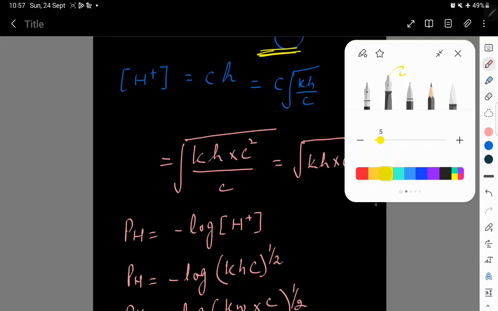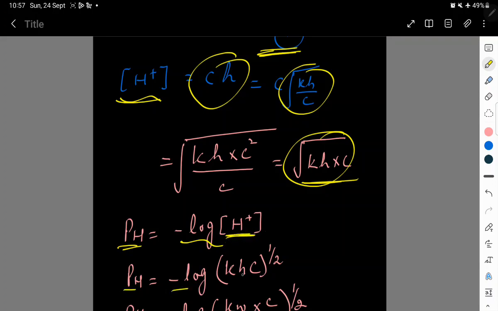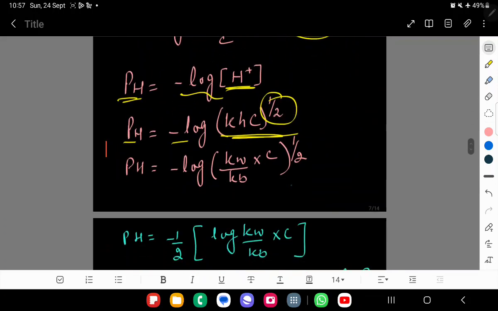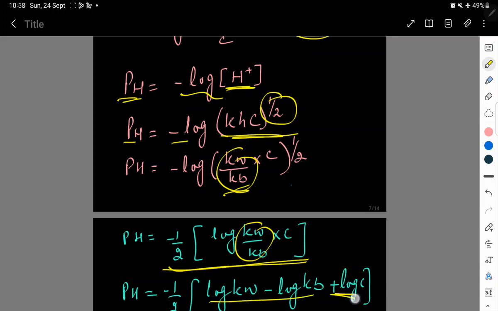Now the concentration of H positive is equivalent to Ch. And h is given as under root Kh by C, and you can write it as Kh upon C into C square. It will become under root KhC. Now pH is given as minus logarithm of the concentration of H plus, and the H plus concentration is under root KhC. It will become power 1 by 2. Now Kh is Kw by Kb, and C is C. On solving we will get this pattern, and log m by n we will use here, plus log m into n, it will become log C.